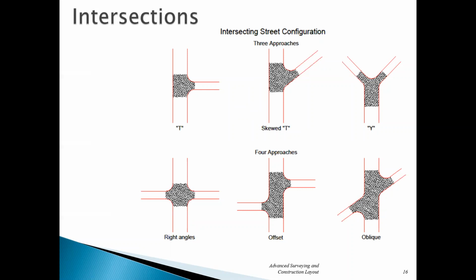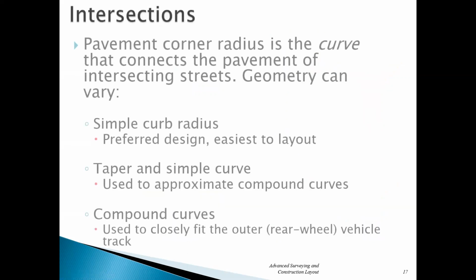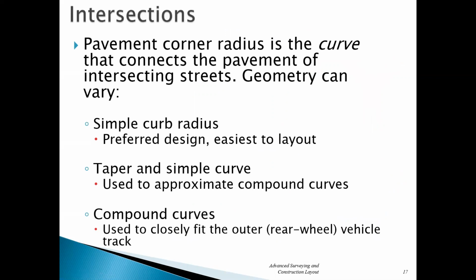Okay. Now we're going to be doing this classic T, 3 approaches, is what we're going to be looking at. Simplest kind of case, but really what you see in one kind of applies to all of them. Also, by the way, I'm showing these as tangent lines, but as we're going to see, that's not always true. They can be curves, and that gets a little bit more involved. So the pavement corner radius is a little curve that connects the pavement of one street to the pavement of the other. That can vary based on how they design it.